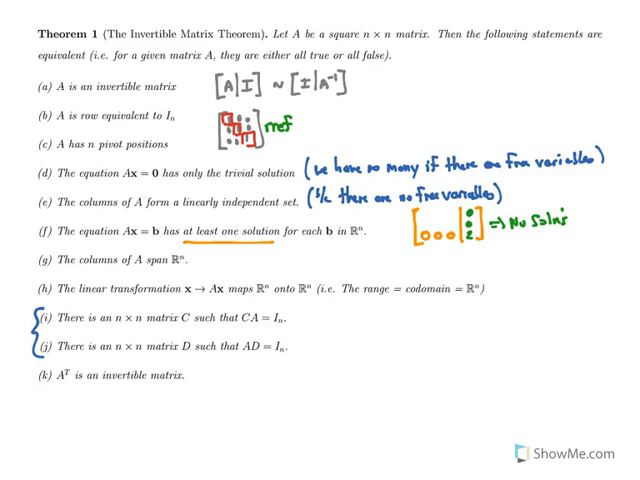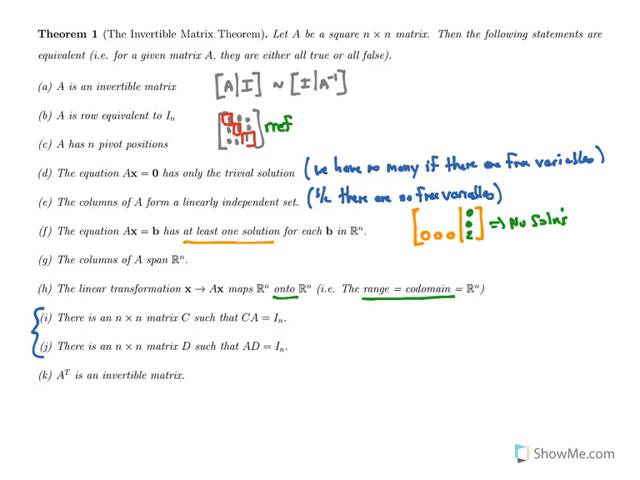Then we have the linear transformation x to Ax maps Rn onto Rn. And that's just quick from the columns of A span Rn. When we say onto, another way of thinking of onto is meaning that the range is equal to the codomain of the transformation. Note that this is not always true.